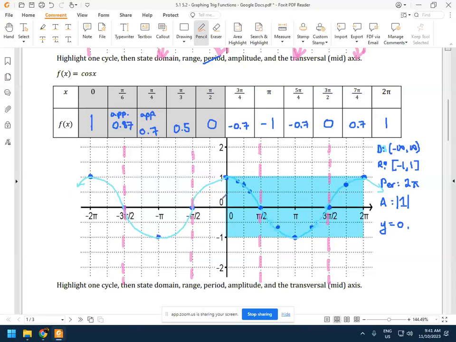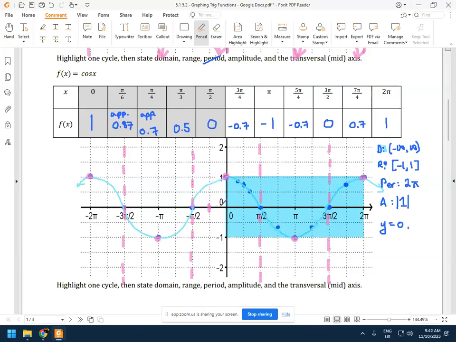Here's how I do it. The maximum here of 1, the crest, so to speak. The y value is 1. What is 1 divided by 1? 1. What is -1 divided by 1? Or 1 divided by -1? Positive, 1 divided by +1? 1 divided by -1? 1 divided by +1? So those points don't change.